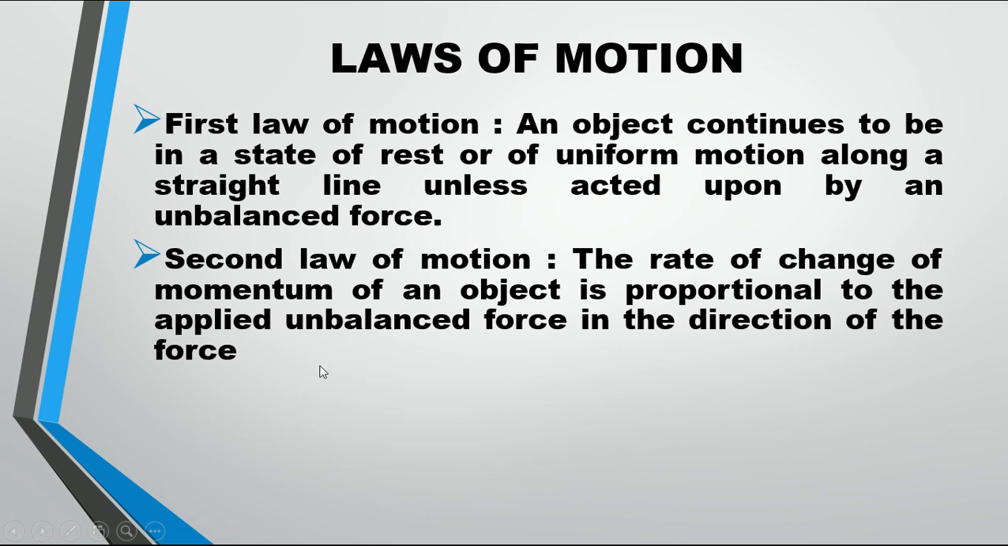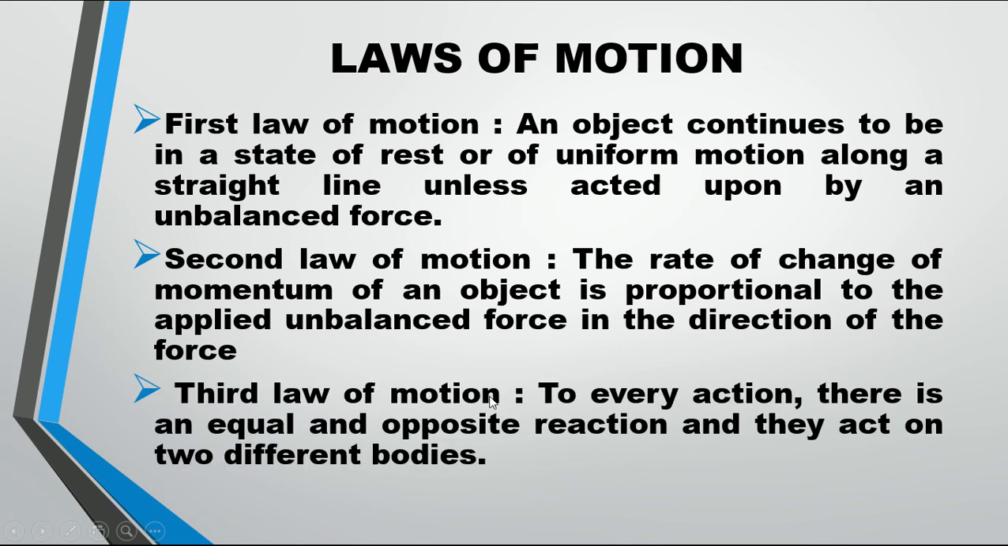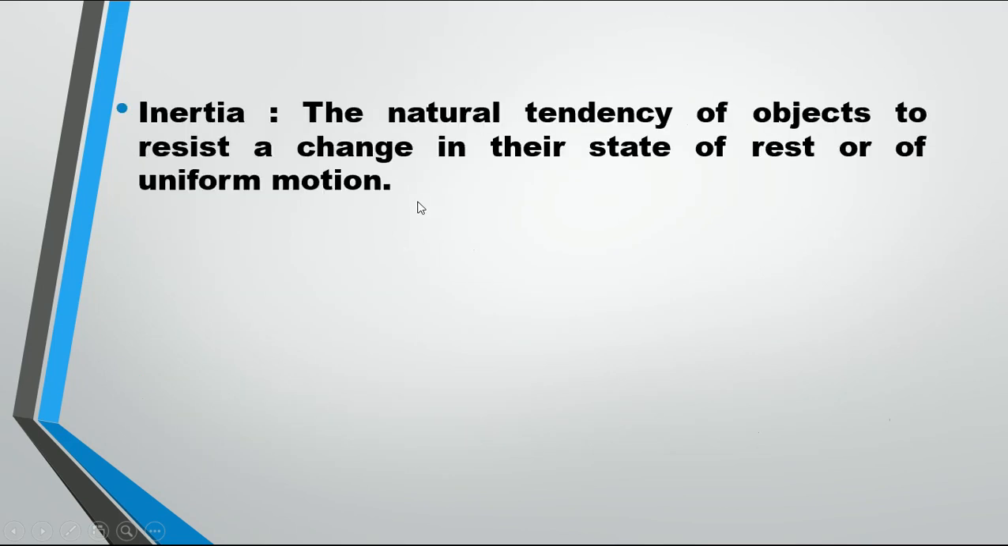And the third law of motion. What is the third law of motion? Everyone knows that. To every action, there is an equal and opposite reaction and they act on different bodies. In class 11 also, we will study these laws of motion in more detail. Actually, it is in chapter 5. So what was inertia? The natural tendency of objects to resist a change in their state of rest or of uniform motion, that is known as inertia.